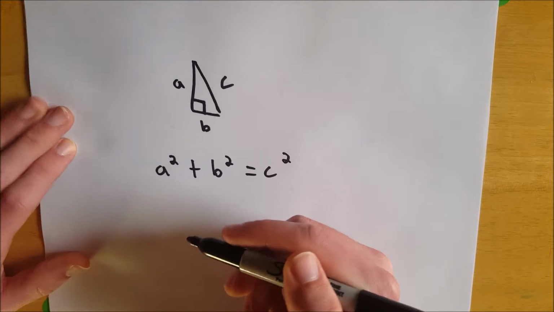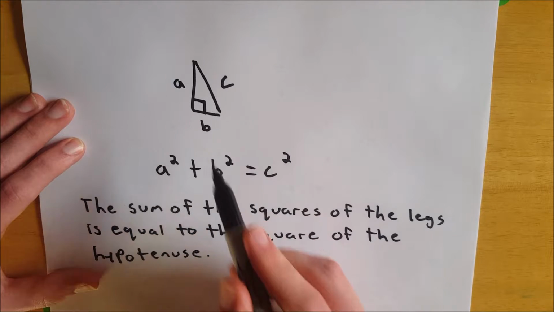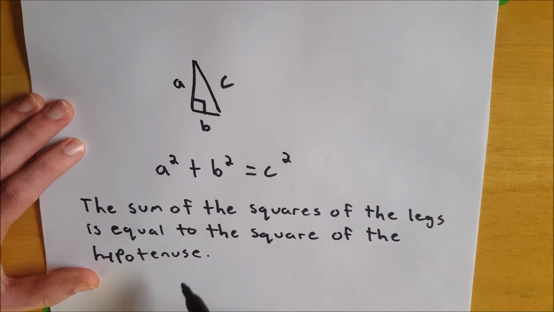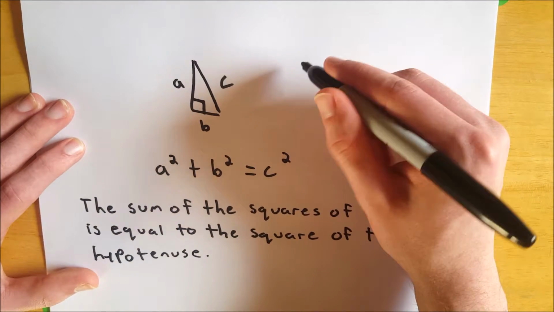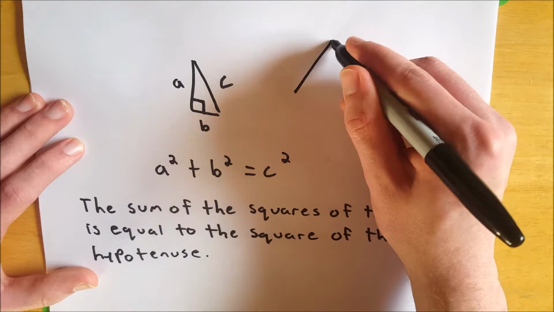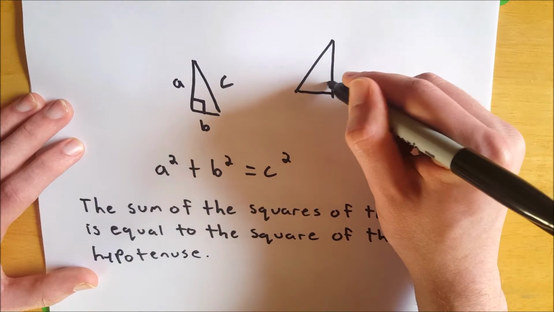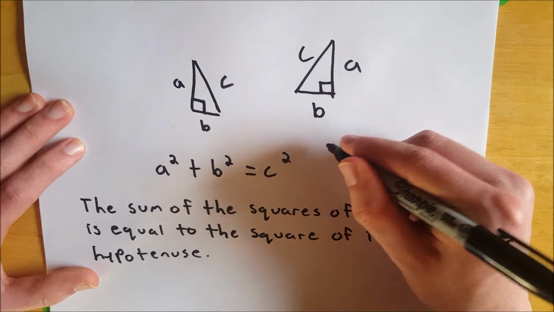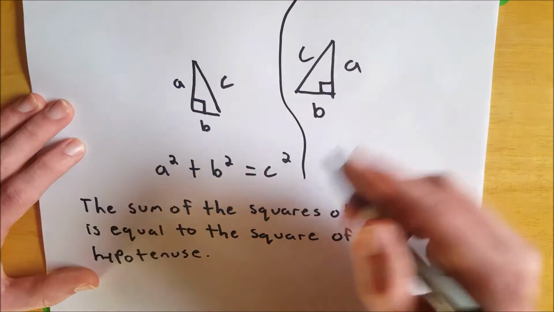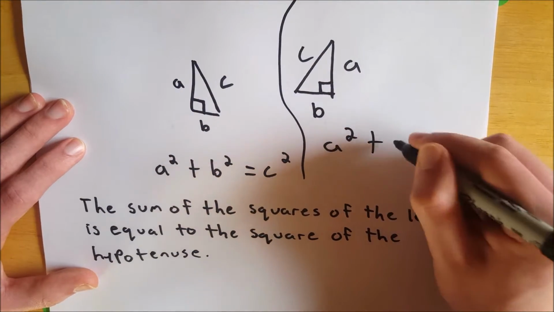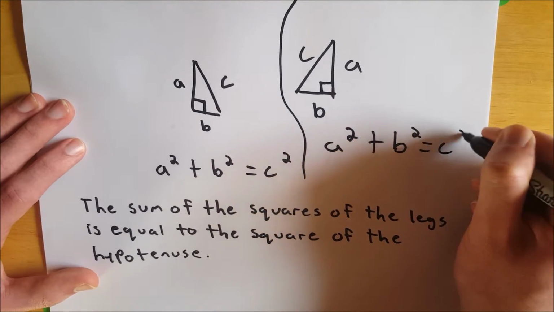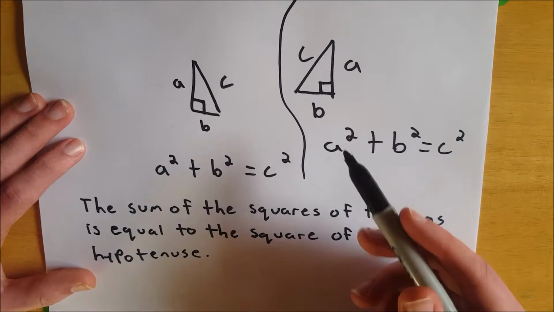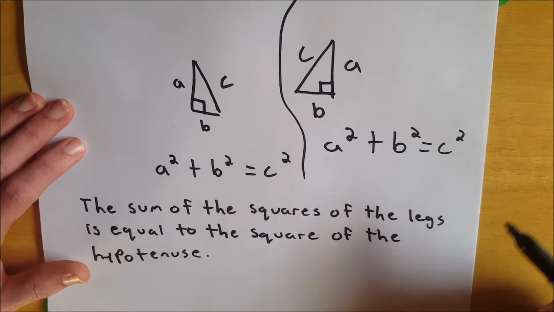So let me just write that out on here real quick. It says, if a triangle is a right triangle, then the sum of the squares of the legs is equal to the square of the hypotenuse. So just to show one more right triangle, let's look at this right triangle here. A, B, C, the Pythagorean theorem says that a squared plus b squared equals c squared. And you can use this to find the third side of a triangle. If you know two sides and you know it's a right triangle, you can find the other side.